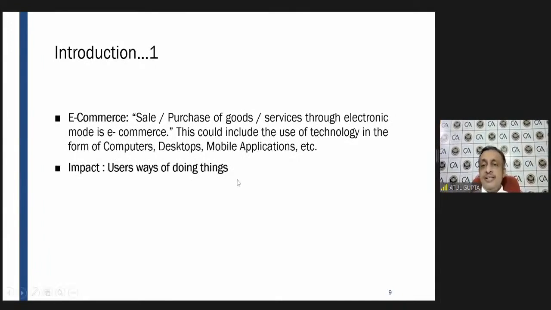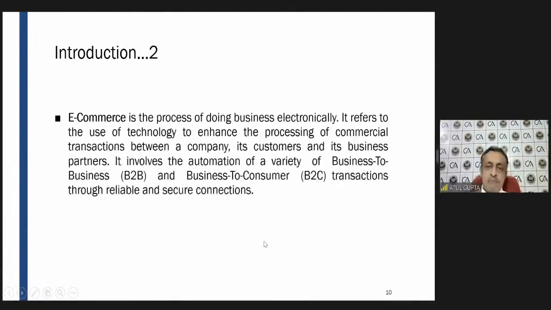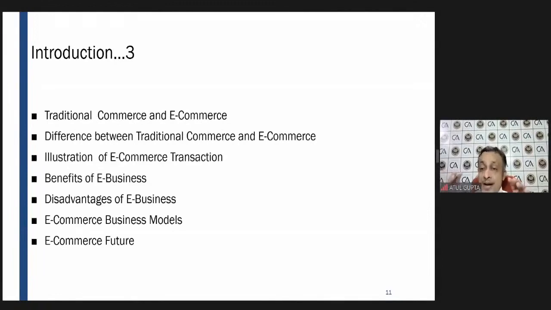Now, this has phenomenally affected the way we do business. E-commerce is the process of doing business electronically, and in the new module, some updates have been given to the variety of business processes. B2B, B2C will be talked about, and a number of new ones have been added. So I'll be sharing those updates. Now, this is important, and please understand, I'll be asking many questions. Our chat is working, so you can always answer on the chat.